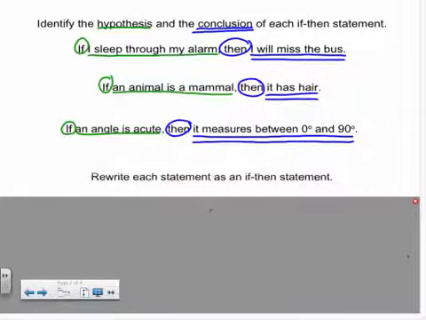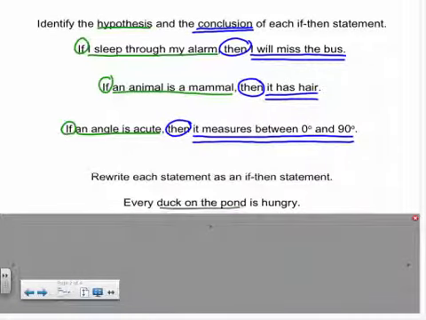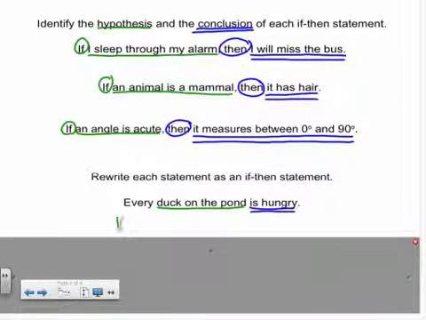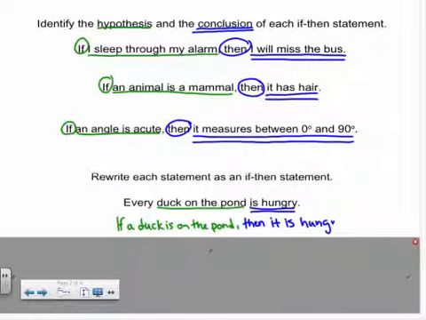Now let's see if you can make some if-then statements. Remember, you're looking for a hypothesis and a conclusion. Every duck on the pond is hungry. Our hypothesis here is a duck on the pond, and the conclusion is that it's hungry. So if you put these two together, we get: if a duck is on the pond, then it is hungry.